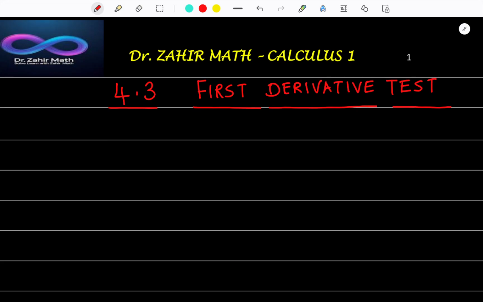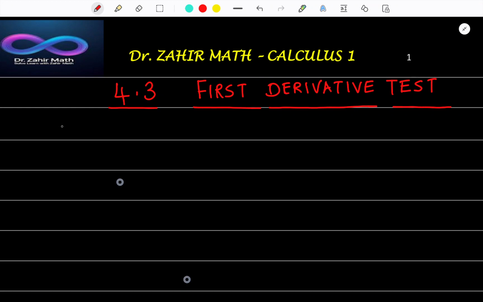In this video, we will apply the first derivative test to find local maxima and minima and intervals where the function is increasing or decreasing. I have selected two simple examples to make this concept very clear using a sign table method. Let's get started. Before going to the question, let me give you the steps to follow for the first derivative test.